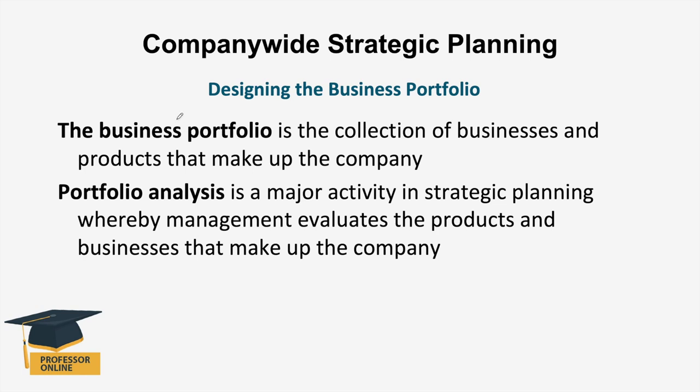Now, the business portfolio, which was given in the first slide also, is actually a collection of businesses and products that make up a company. So you have a business, for example, there's a company named Caterpillar, or CAT, for that matter of fact. Now, Caterpillar has a business portfolio of heavy machinery. They also make clothing items. They also make shoes. They also make watches. They also make different other type of products. And all of those products make up their business portfolio.